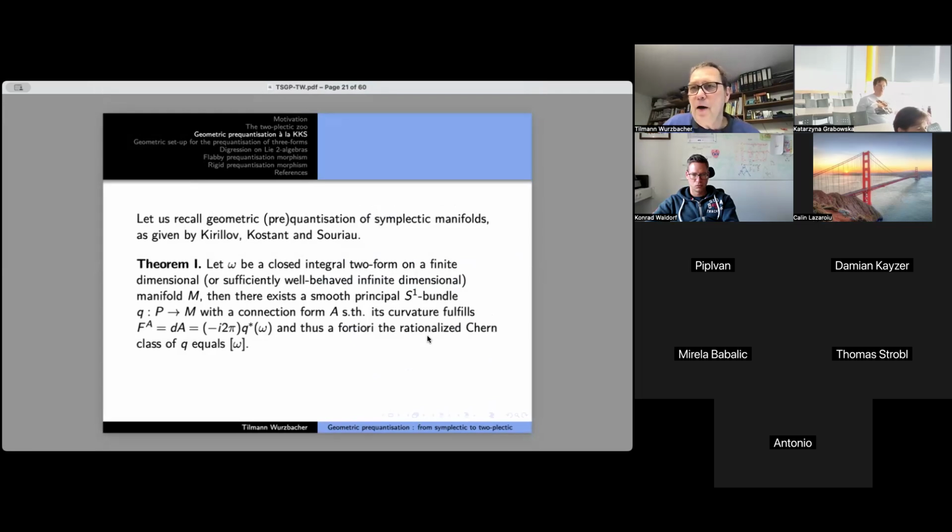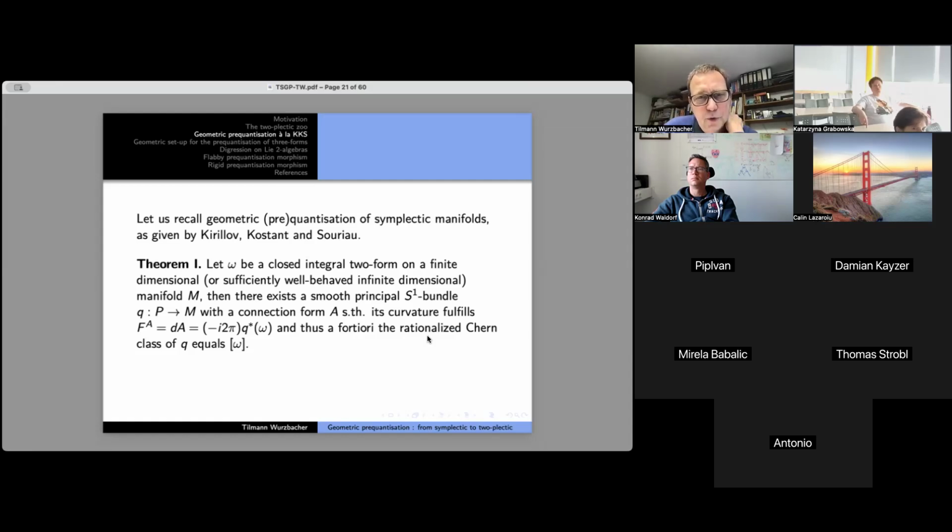Okay, now I will recall what was geometric prequantization in the classical case. So it goes back to Kirillov, Kostant, and Souriau. I think the first time you have something like this is in a paper of Souriau in Communications in Mathematical Physics, in the first volume, the first issue of Communications in Mathematical Physics.